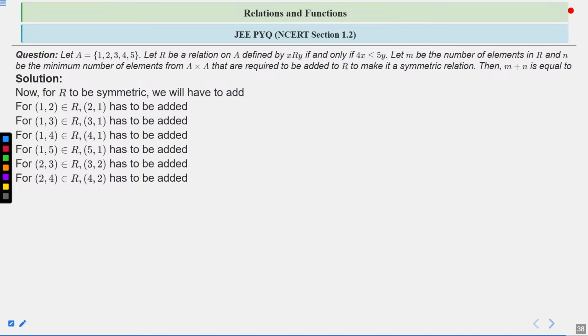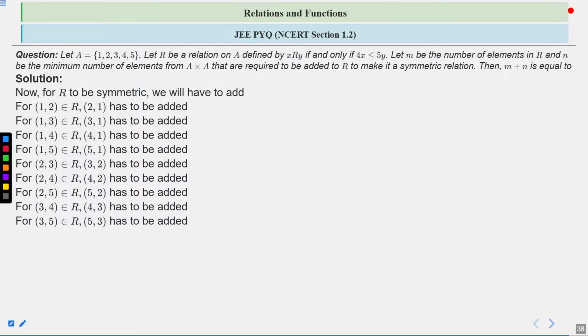For (2,4) we need to add (4,2). Like for (2,5) we need to add (5,2). For (3,4) we need to add (4,3). For (3,5) we need to add (5,3). Hence we need to add 9 relations to R to make it symmetric, right? So N is equal to 9. We need to find M plus N, which is equal to 16 plus 9, which is equal to 25, right? Clear? So 25 is the right answer.